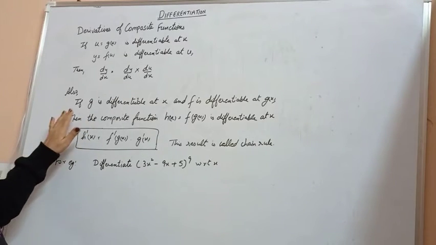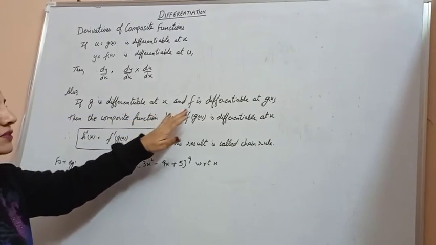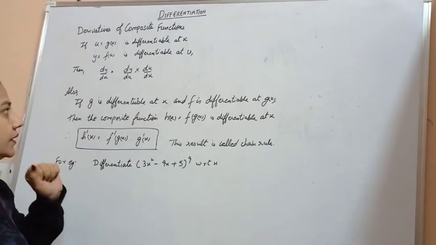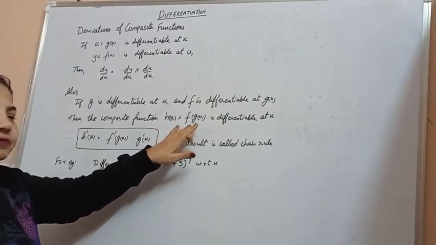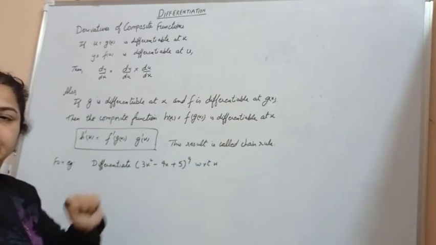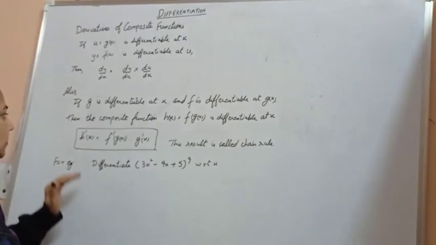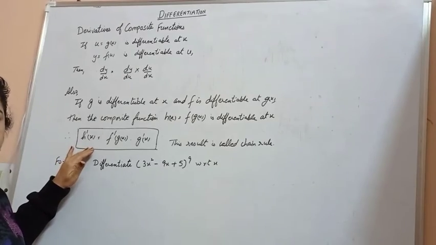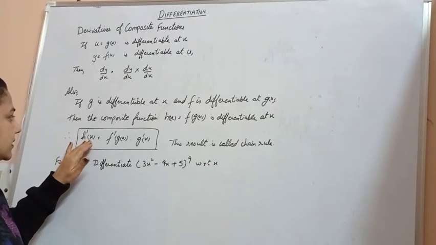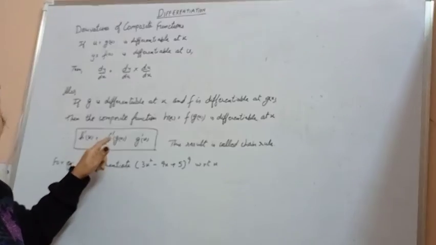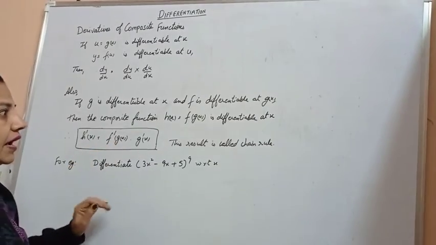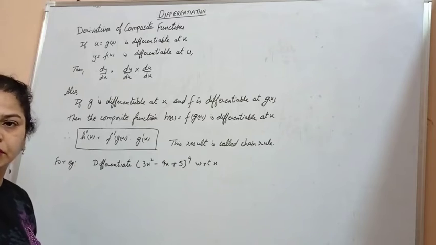Also we can say that if g is differentiable at x and f is differentiable at g(x), then the composite function h(x) = f(g(x)) is differentiable at x. That means the derivative of h(x) is given as f'(g(x)) times g'(x). And this result is also called the chain rule.